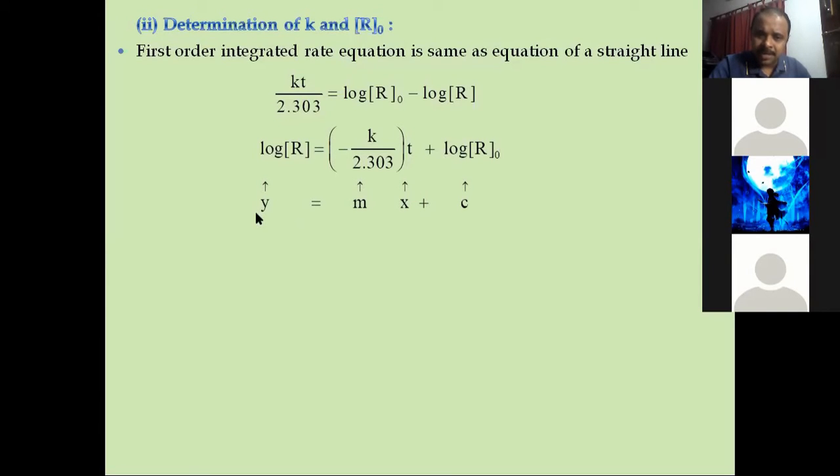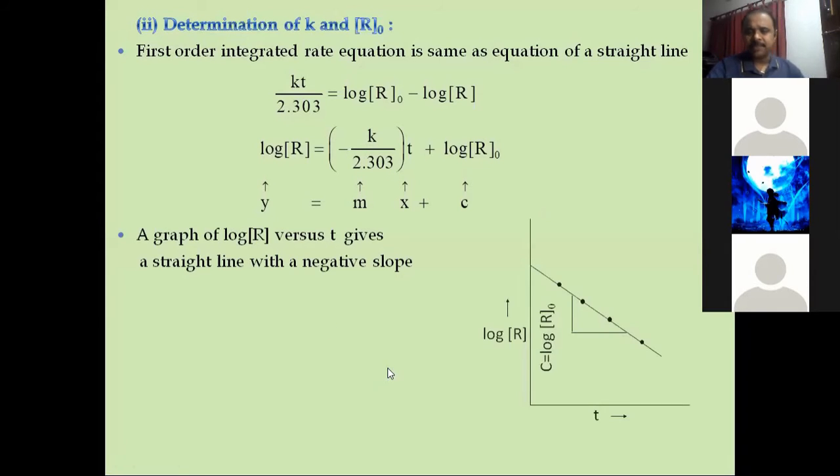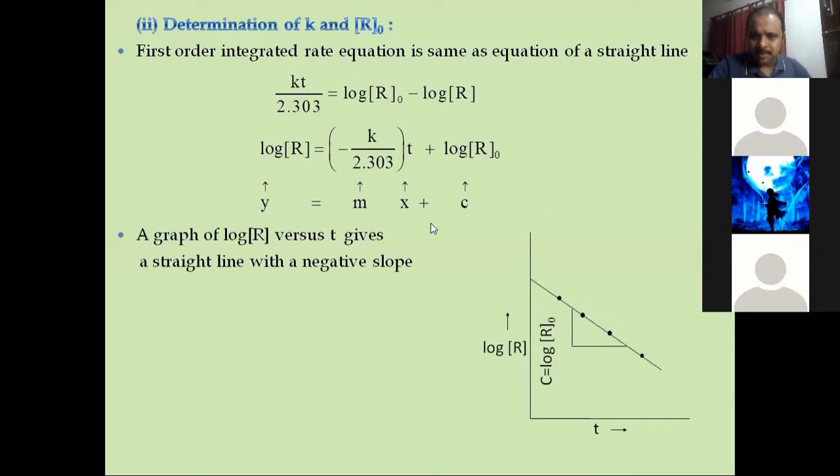When we plot y against x, the slope m is equal to minus K divided by 2.303 and the y intercept c is equal to log R naught. So a graph of log R versus time gives a straight line with negative slope, since minus K by 2.303 is negative. The graph looks like this. The y intercept c is nothing but log R naught. So if you want to calculate R naught, it is the anti-logarithm of c.